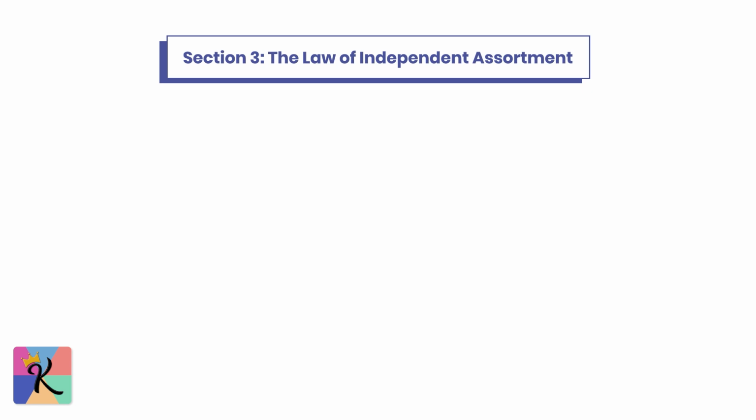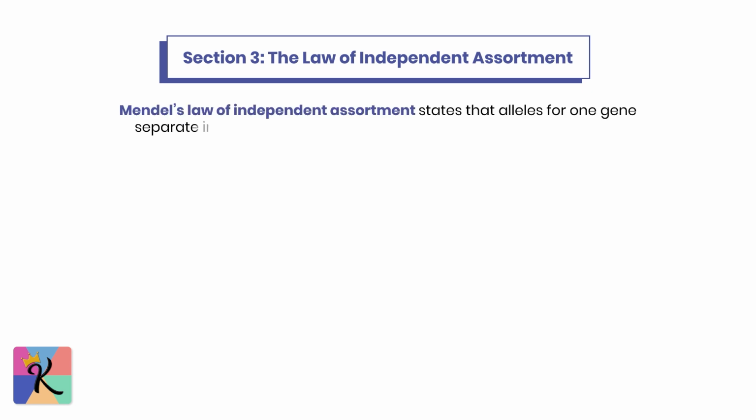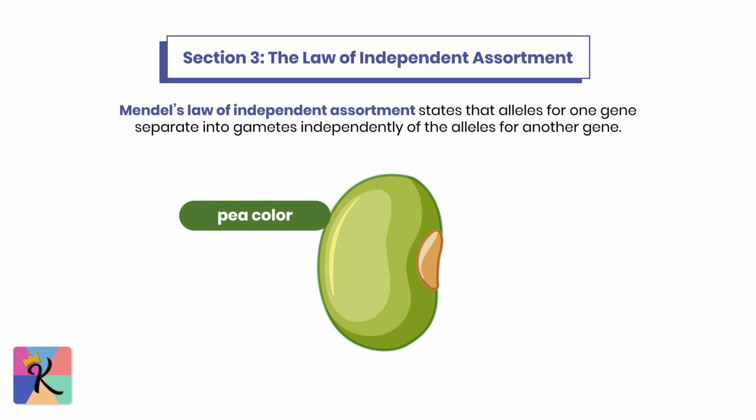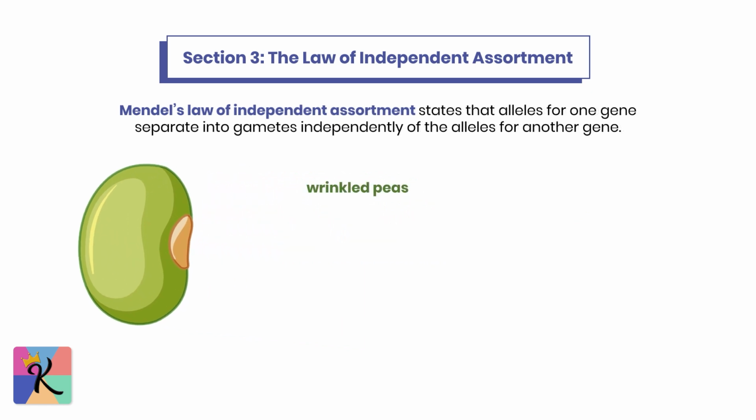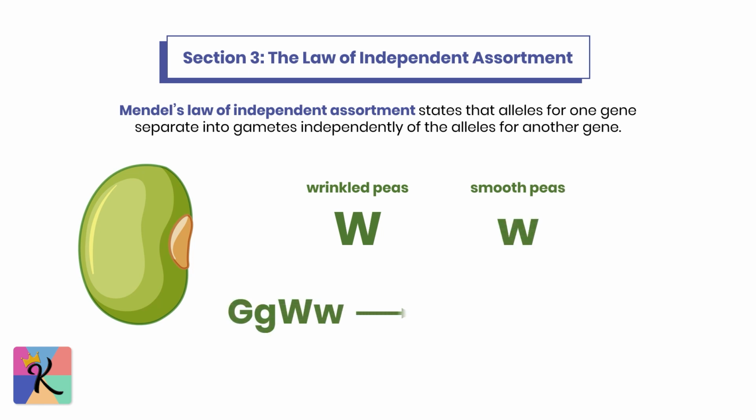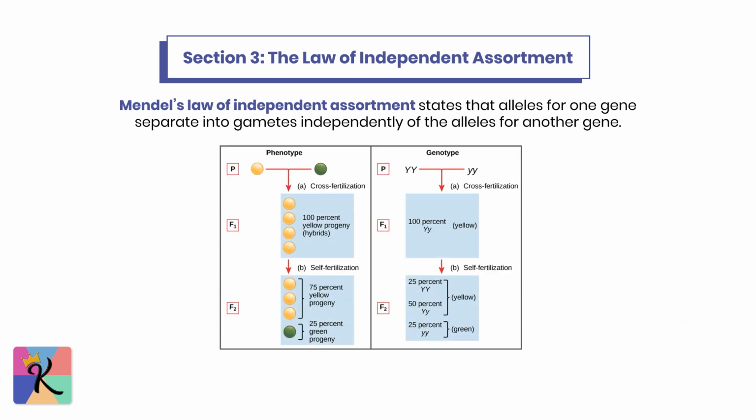Section 3. The law of independent assortment. This law states that alleles for one gene separate into gametes independently of the alleles for another gene. This means that the inheritance of one trait, such as pea color, does not affect the inheritance of another trait, like pea shape. For example, let's introduce a second gene that controls pea shape. The allele for wrinkled peas is w, and the allele for smooth peas is W. A plant that is heterozygous for both traits can produce 4 possible combinations of alleles in its gametes. This independent assortment results in various combinations of traits in the offspring, providing a wide range of genotypes and phenotypes.